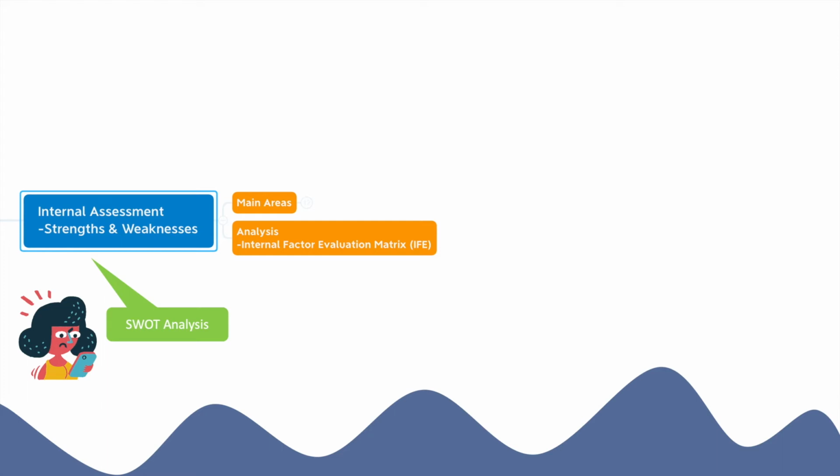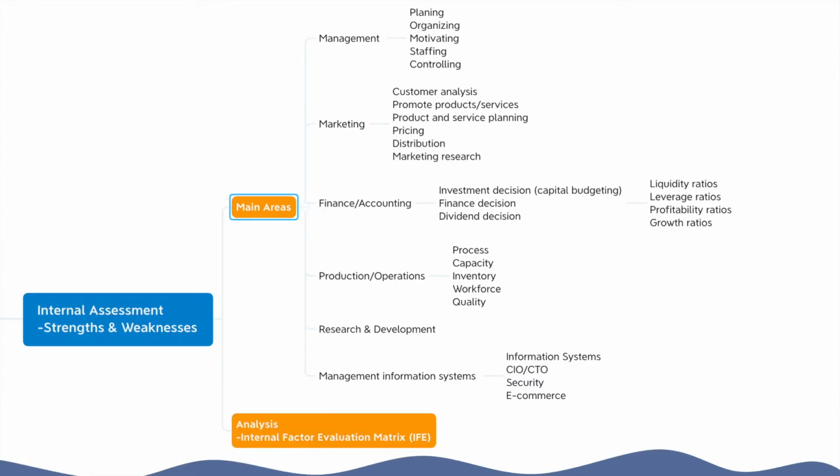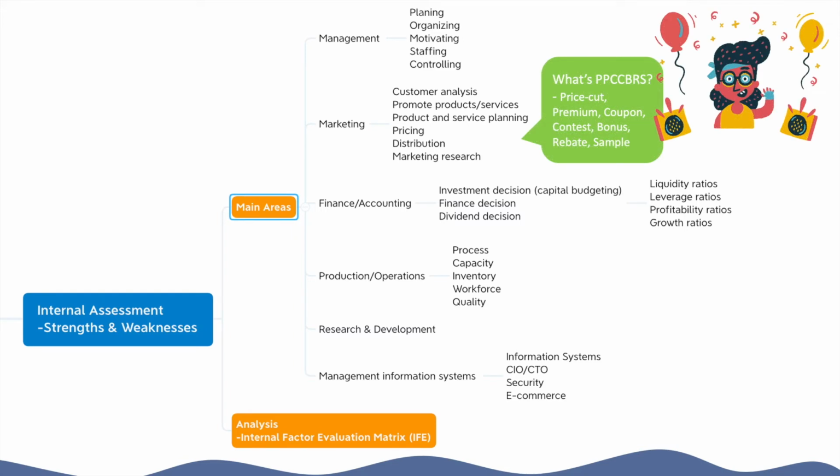If a company wants to conduct internal audit, what areas should mainly be checked? We should analyze management, marketing, finance, production, R&D, etc., and use computer science systems to assist us. Serene, as a marketing student, cares about marketing the most, so she wants you guys to understand and remember the promotion methods better, which are called PPCCBRS.